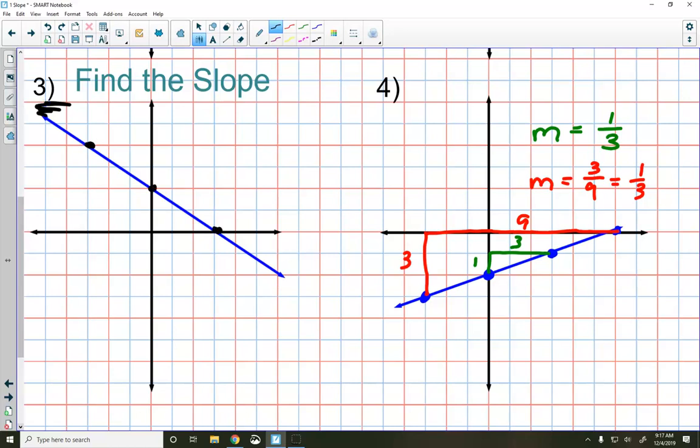Same points. And someone said, well, I went from this point to this point. Well, the vertical change is up 2, right? Up 2 means a positive 2. Now we're going to the left, 1, 2, 3. When we move to the left on the x-axis, that is negative. So it's negative 2/3. That also works. Either way, you just have to make sure that your slope is negative. But you get negative 2/3.